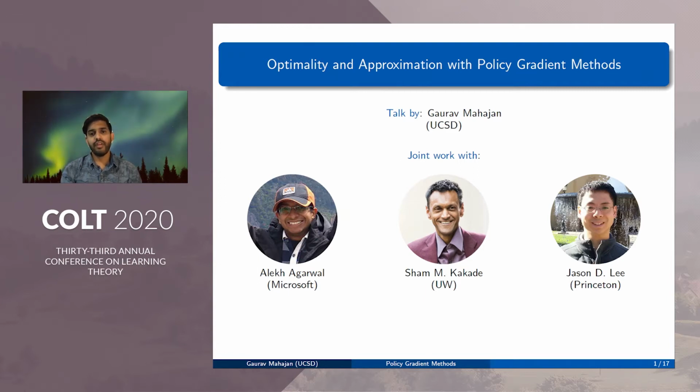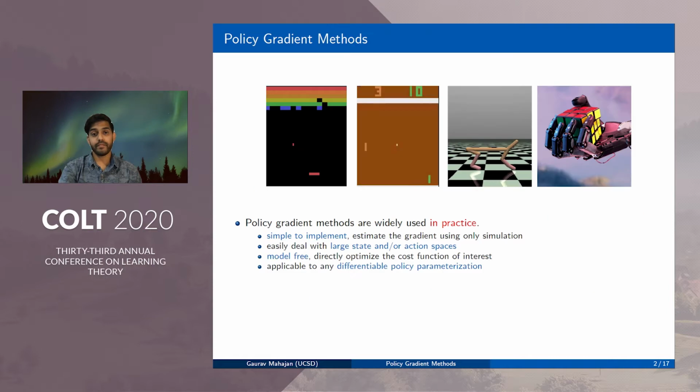There's been a number of important empirical work in reinforcement learning recently, and this has led to a lot of excitement to critically understand these algorithms. One such class of successful algorithms in RL is policy gradient methods, and the work I'm presenting today is an attempt to theoretically understand these methods. This is joint work with Alekh, Sham, and Jason.